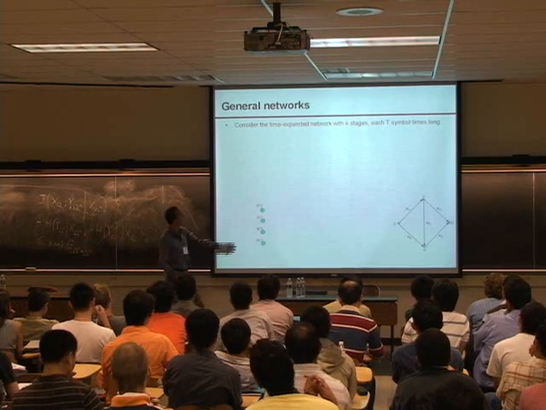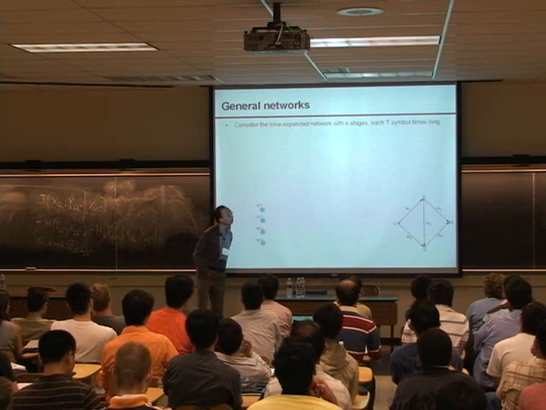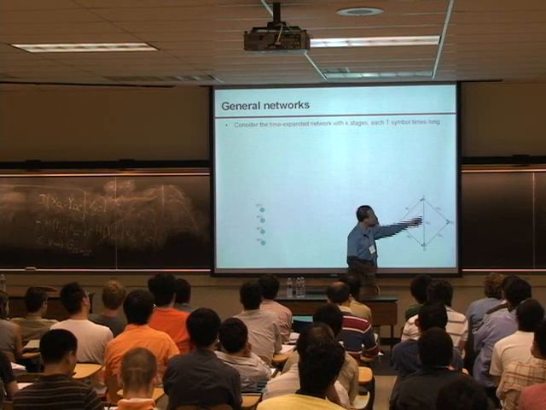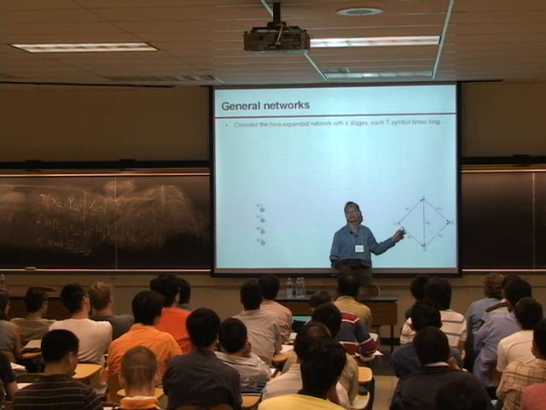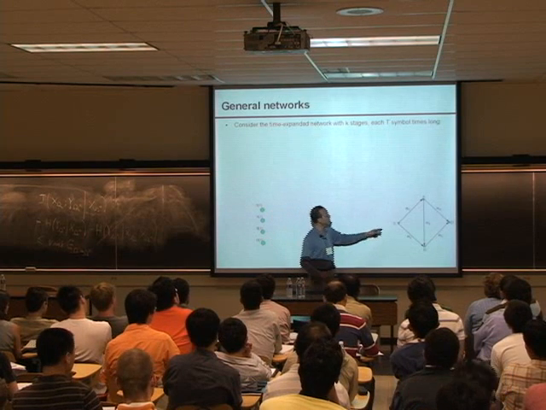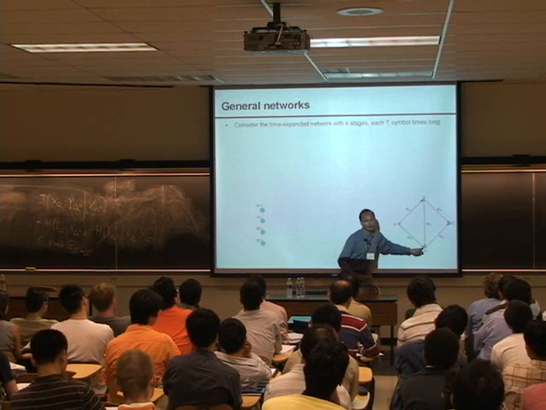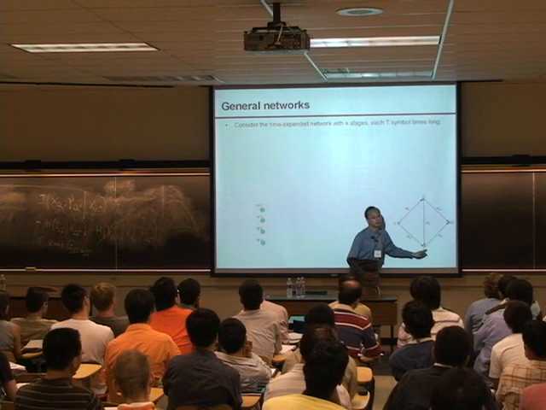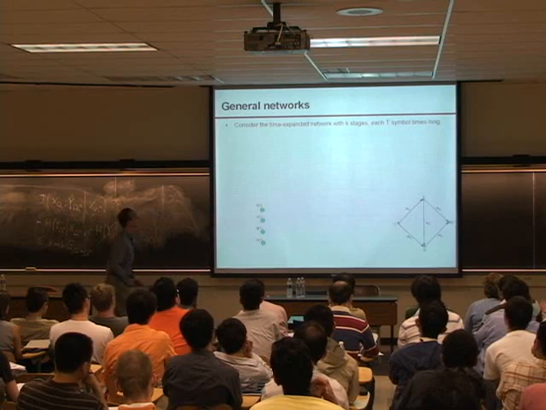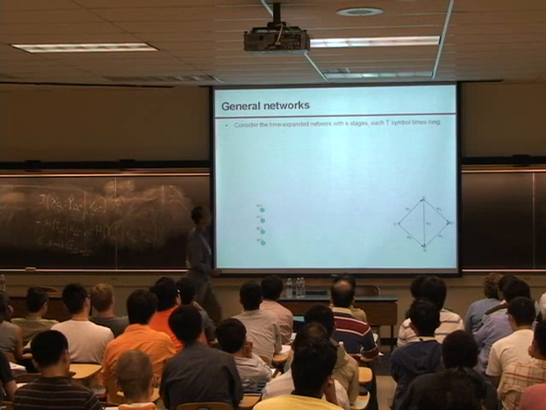Time expansion means that, let's look at this 4-node network. In this 4-node network, is this a stage network? No. This is not a stage network, right? Because this is 1 hop, and this is 2 hop. So this is not a stage network. So what I'm going to do is unfold this network.